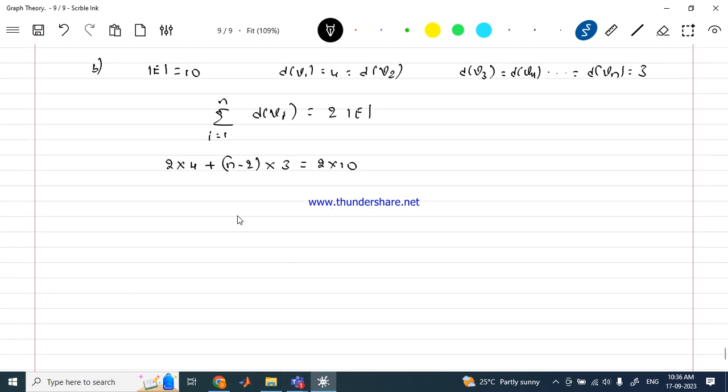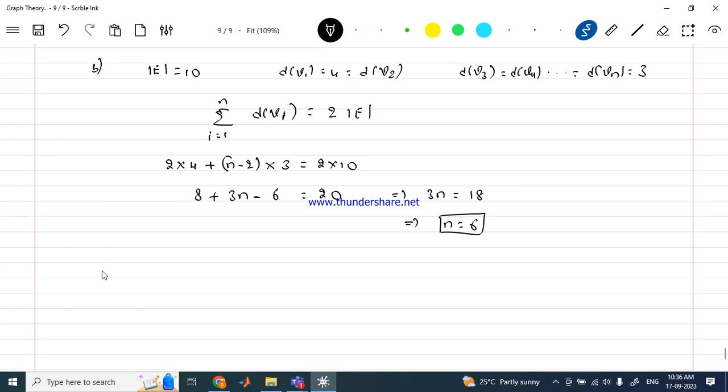That's equal to 20. So 2 4s are 8 plus 3 into n minus 2, 3 times 2 is 6, is equal to 20. 8 minus 6 is equal to 2. Take that 2 to the other side, it becomes 18. Therefore n is equal to 6. Even for this example, the number of vertices is exactly equal to 6.